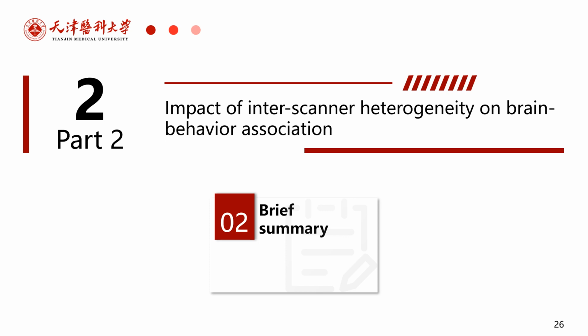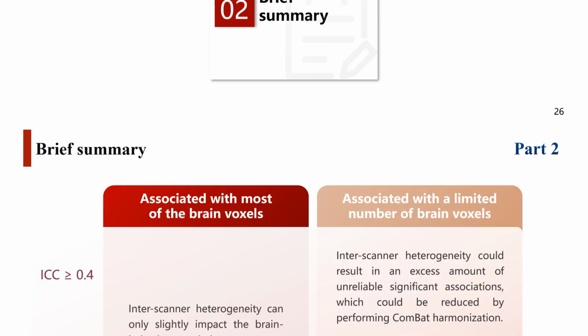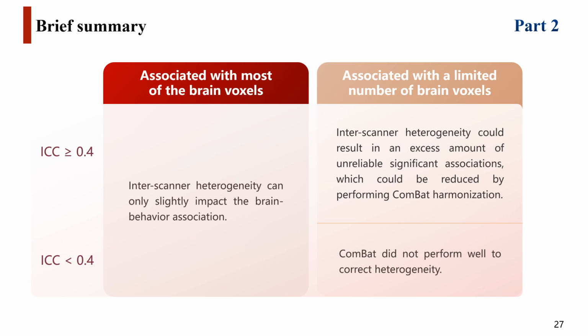To summarize the results of the second analysis, when the behavior variable associated with most of the brain voxels, whatever the ICCs were, the interscanner heterogeneity can only slightly impact the brain behavior association. But when the behavior variable associated with a limited number of brain voxels, 10% in our study, interscanner heterogeneity could result in an excess amount of unreliable significant associations, which could be reduced by ComBat harmonization. This is when the ICCs were greater than or equal to 0.4, but when the ICCs were less than 0.4, ComBat didn't perform well to correct interscanner heterogeneity.